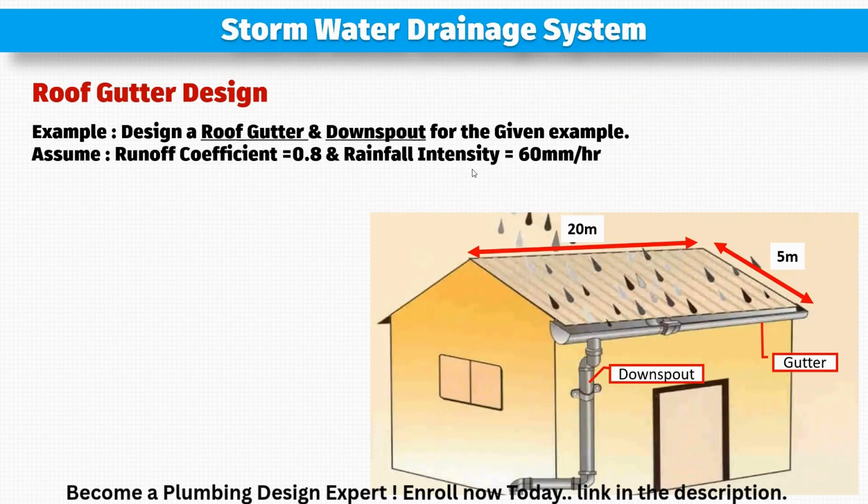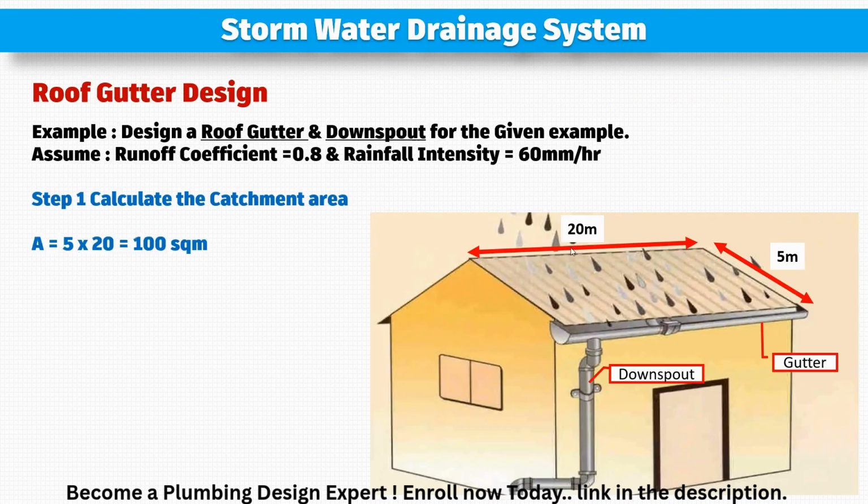Okay, so we have the I, that is the rainfall intensity. We have the runoff coefficient, that is 0.8. What will be the first step? Step one will be to calculate the catchment area. Okay, so in this case, it's a sloped roof, and you have the dimensions, the length and width of this roof. So you can directly calculate. Okay, 5 into 20, that is 100 square meter.